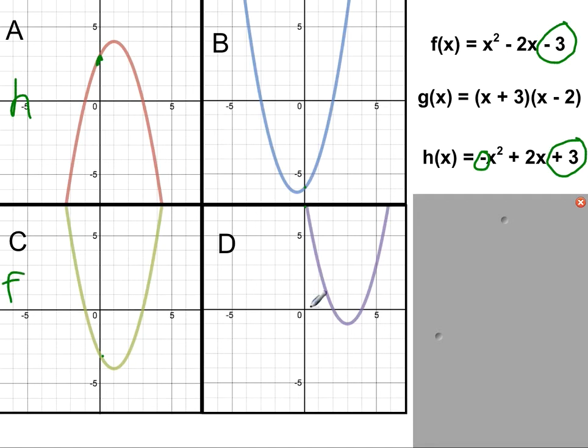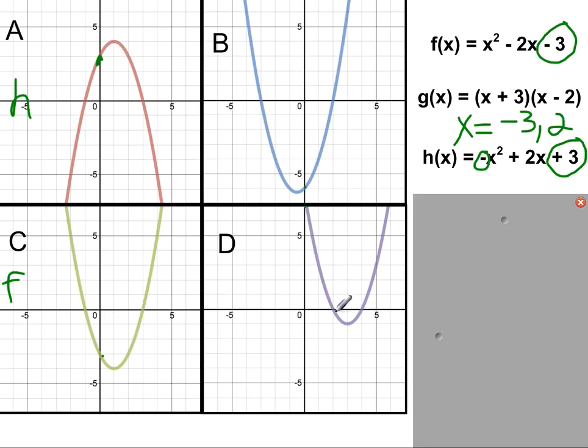All right, we have 2 graphs remaining with 1 equation remaining. So let's analyze what g of x is. G of x is actually in factored form. So the factored form gives us the roots, but the roots are not positive 3 and negative 2. We actually have to change the signs. So the x would have to equal negative 3, we have to change the signs, and positive 2. So I'm just kind of writing it like that. Or the points negative 3, 0, and 2, 0.